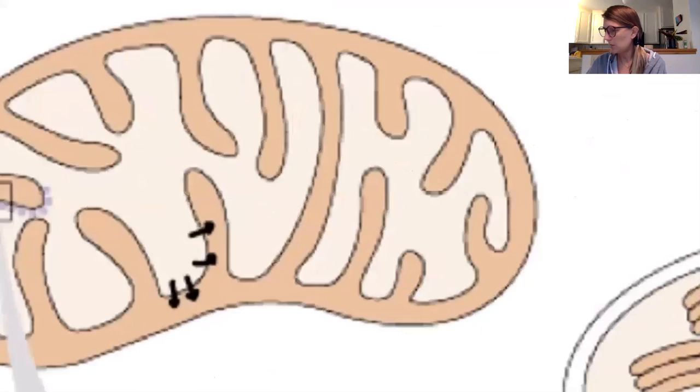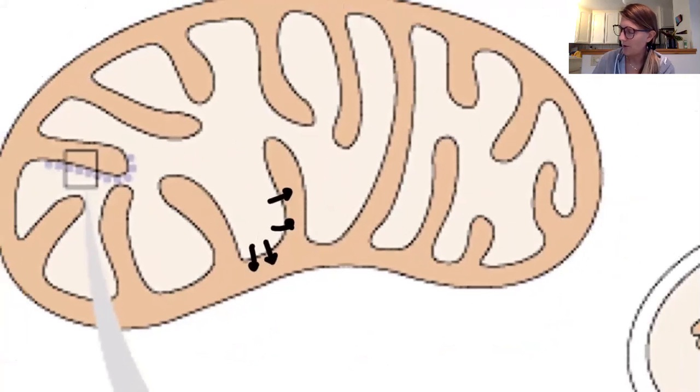So if you zoom in here on the mitochondria again, hydrogens are pumped into that intermembrane space. And then we're going to have our little ATP synthase, where these hydrogens are going to go down their concentration gradient. And when they do that, we're going to make ATP, right?